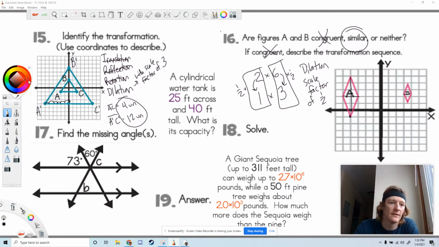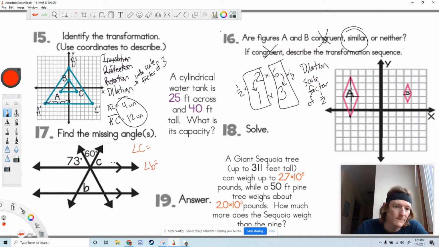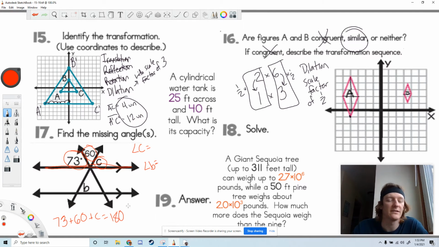For number 17, we have some angles here. We need to figure out what angle C and angle B equal. We don't have an angle A in this one. So what is angle C and what is angle B? Well, I can see if we have a whole straight angle here, it's going to be a total of 180 degrees. So 73 plus 60 plus C equals 180. So you need to figure out, what do you need to add to those two numbers to make 180? That'll tell you what C is.